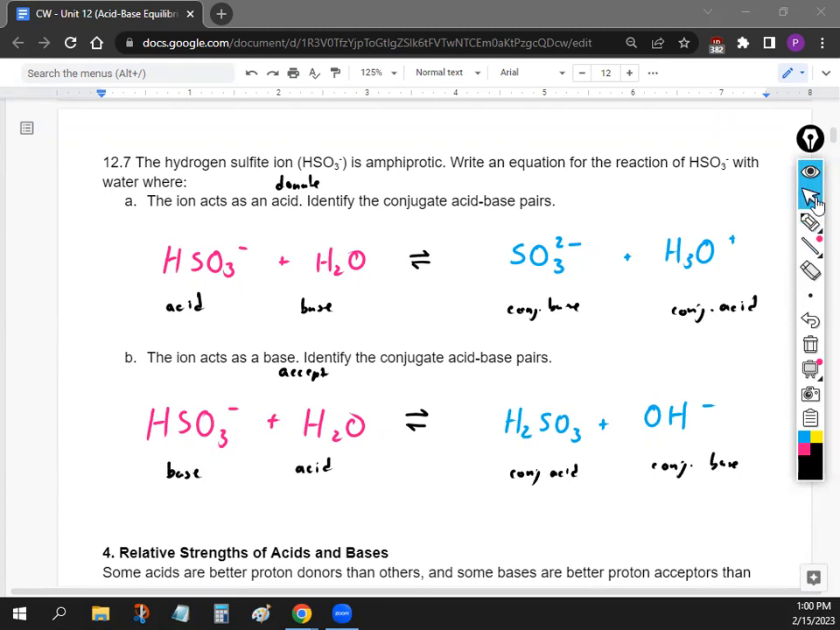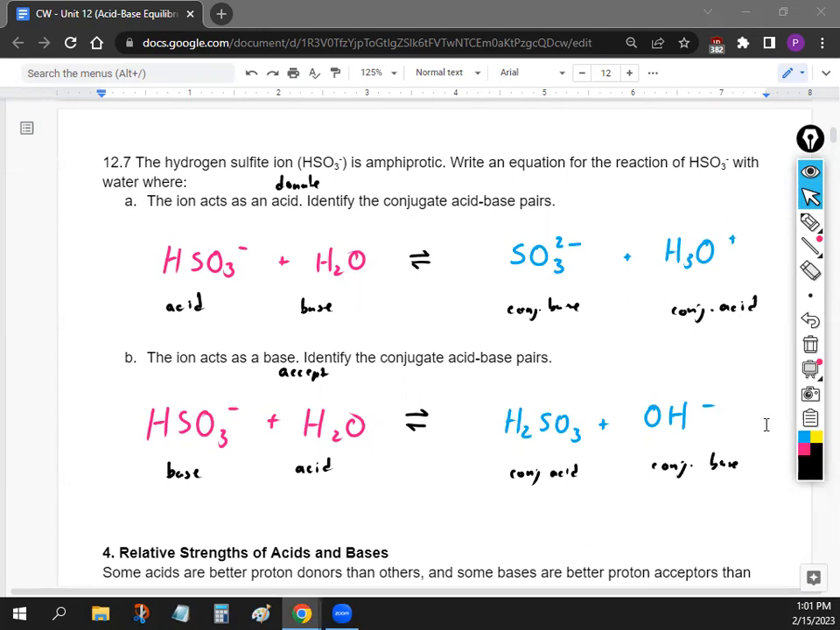No, because it was negative, and so if it gains an H plus, the negative one goes to 0. So it's neutral. Good question. Always check with me on the charges because I get messed up too. A lot of things to keep track of. Okay, make sense? Easy peasy.